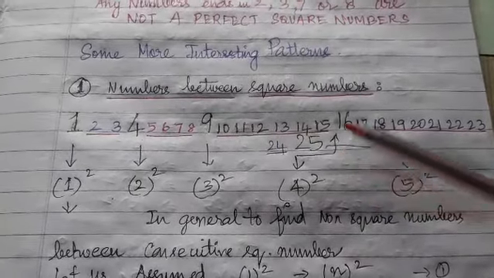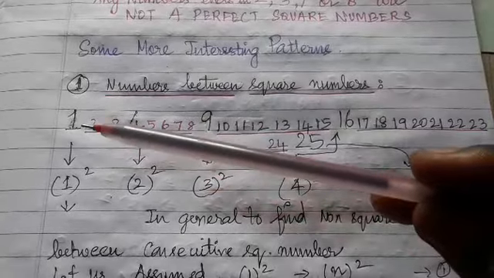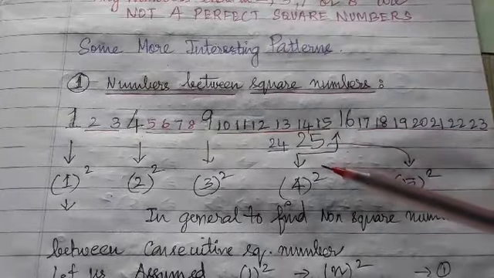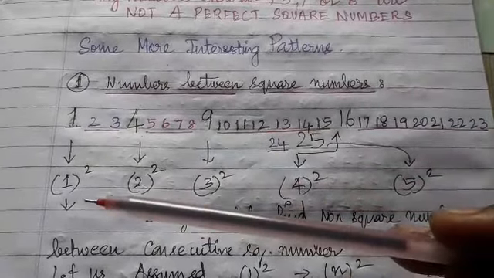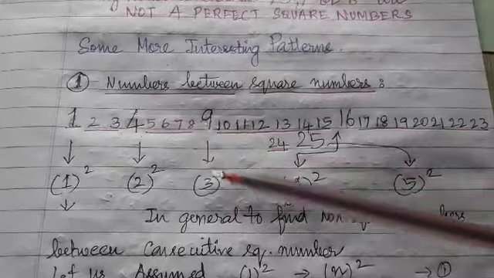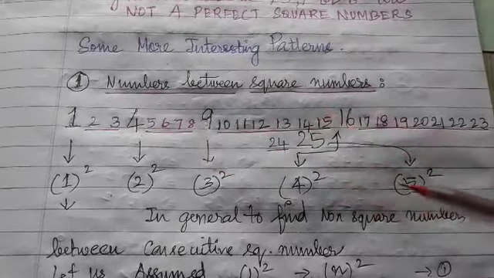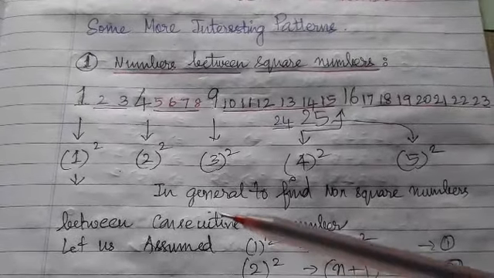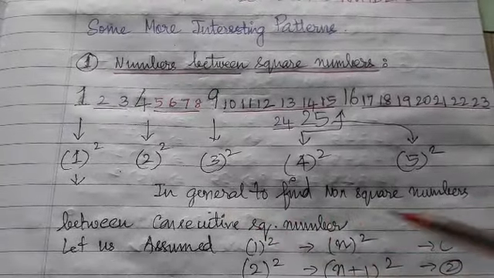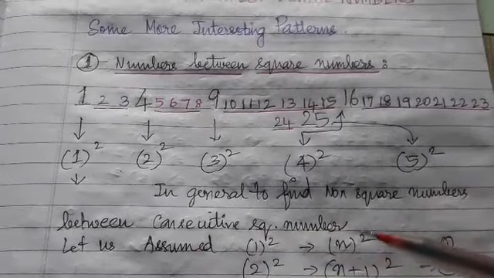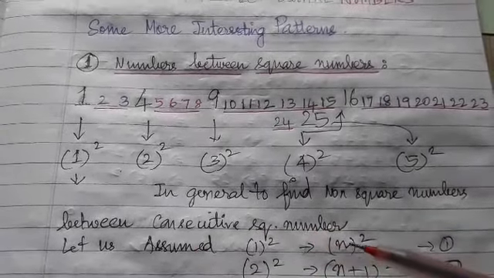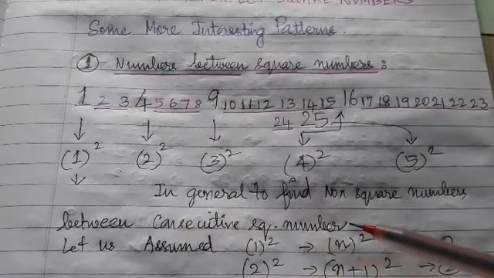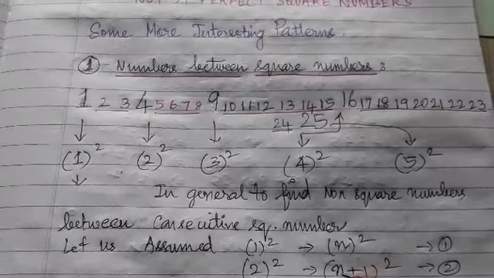Up to 25 are written. Which are the perfect square numbers we know? 1, 4, 9, 16 and 25 are perfect square numbers. That means 1 square is 1, 2 square is 4, 3 square is 9, 4 square is 16, 5 square is 25. So in general form, how will we write it? In general, to find the number of non-square numbers between consecutive square numbers, what is the method? How to find it?